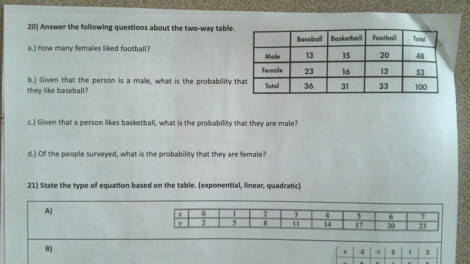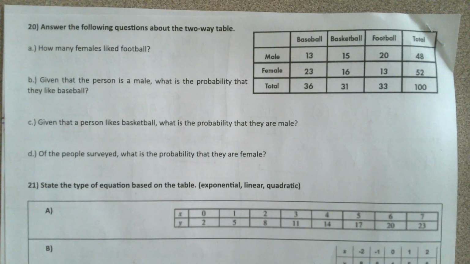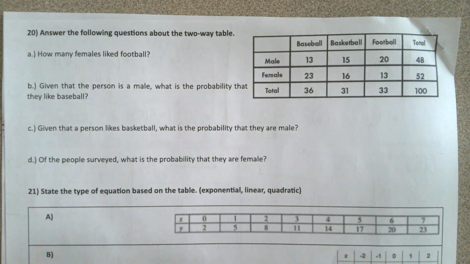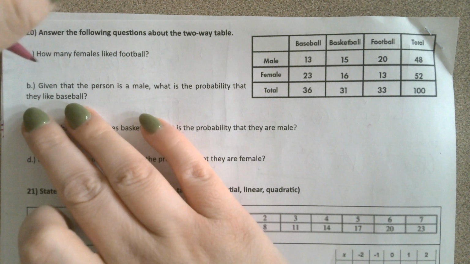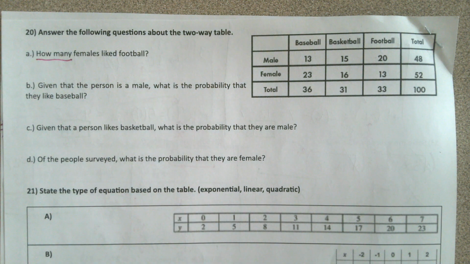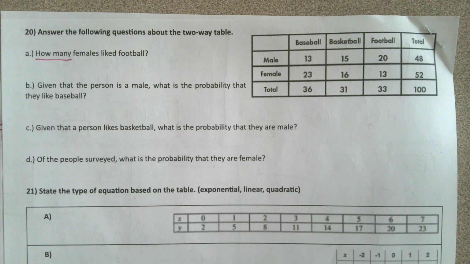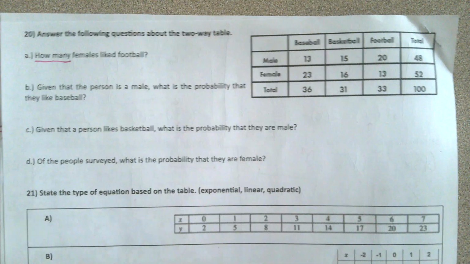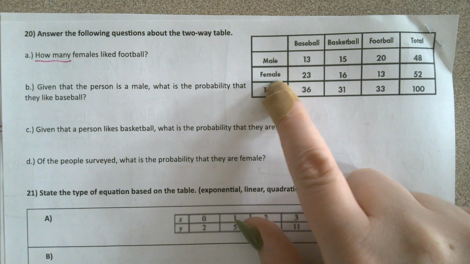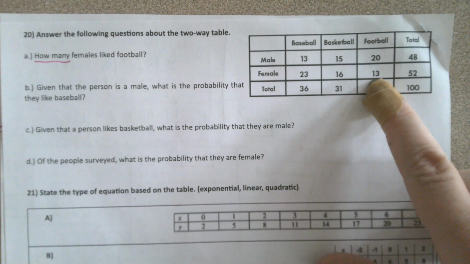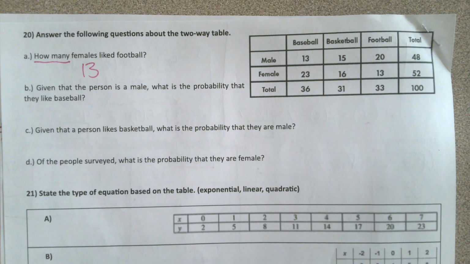You're very good at them. How many females liked football? So we're just looking at this table. This just says how many, not what's the probability of getting a female that liked football. So you just answer the question: how many females like football? Look at the table, find the female category, and then find how many liked football. 13. That's it. Don't make a fraction out of it.